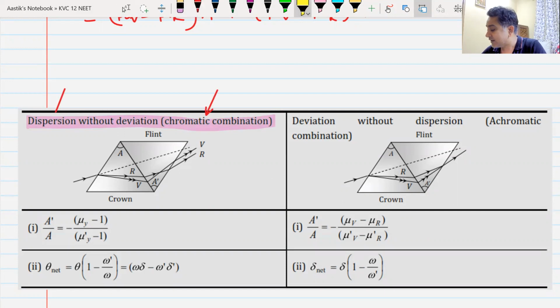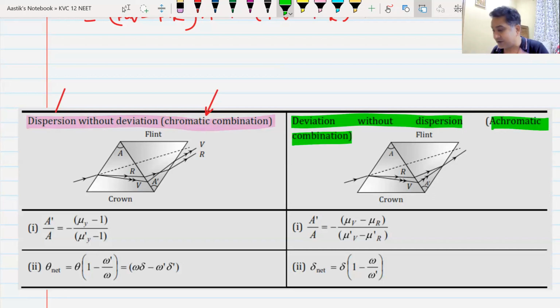Here, the second case, because they might give you a question based on chromatic and achromatic. Here we have deviation without dispersion. There is no dispersion. There is no color splitting. And therefore, we call it achromatic combination. So these are the two terms that you must remember. Chromatic combination means deviation is zero, but there is dispersion. Achromatic combination means there is no dispersion, but there is deviation.